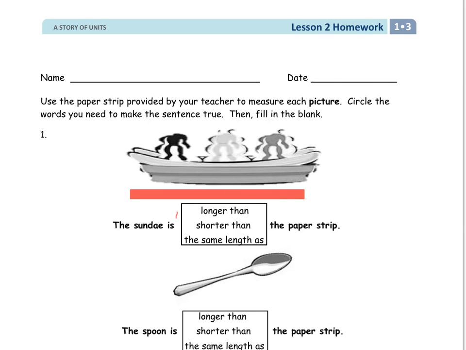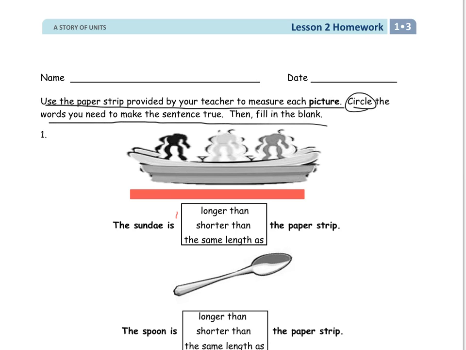Hello everyone, this is Grade 1, Module 3, Lesson 2 homework. The directions state, use the paper strip provided by your teacher to measure each picture. Circle the words you need to make the sentence true, then fill in the blank.